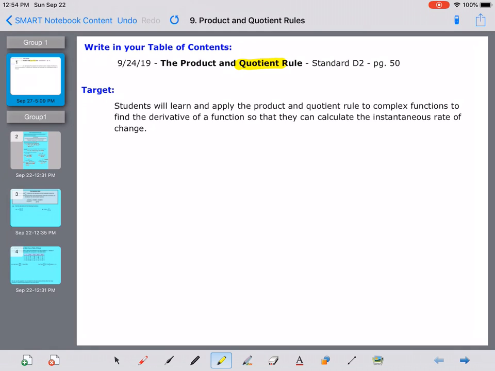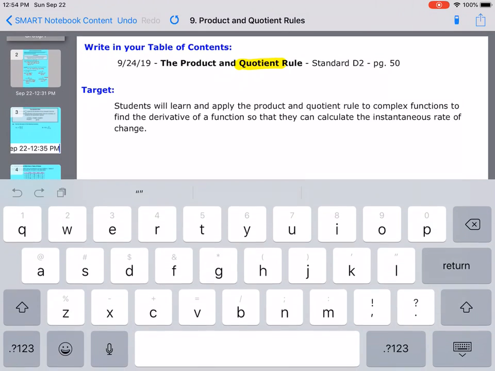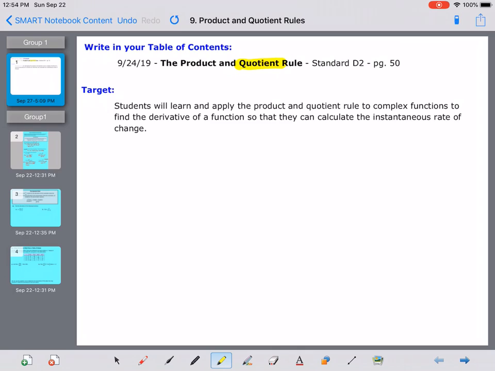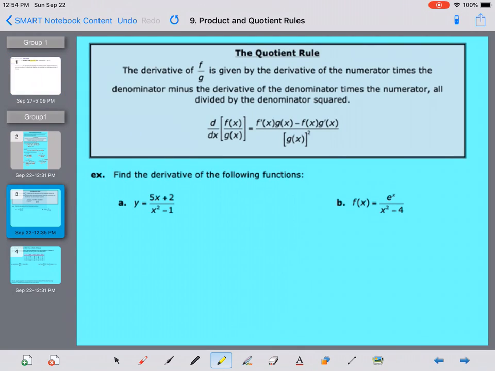So the quotient rule allows us to start to take derivatives of quotient values that we can't simplify. For instance, like this first example, this over x squared minus 1. We can't simplify that, we can't break it down, we can't pull it up as a unit, so we don't have a choice other than go to this idea of the quotient rule.